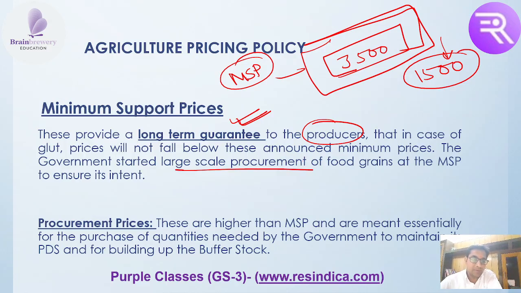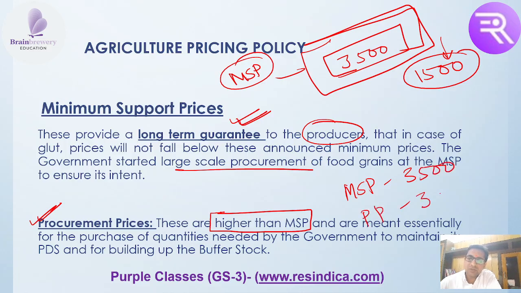Okay, at the MSP. Then what is the procurement price? Procurement prices are higher than MSP. Like if the MSP is 3,500, then your procurement price may be 3,800. So it is higher than MSP and is meant essentially for the purchase of the quantity needed by the government to maintain its PDS and for building up the buffer stock. Sometimes the prices are slightly above the market.